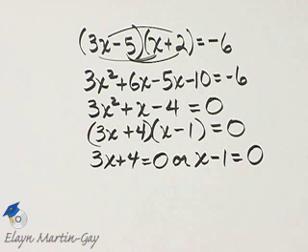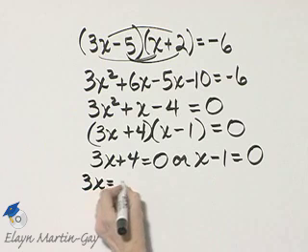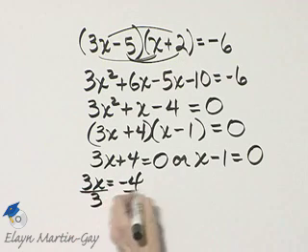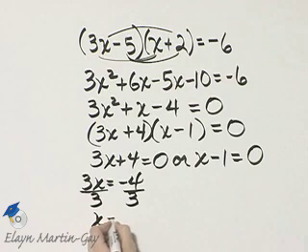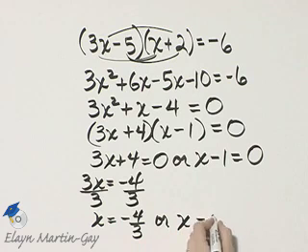There, I set each factor equal to 0. How do we solve this? I'll subtract 4 from both sides, and I'll have 3x is negative 4, divide both sides by 3, and x is negative 4 thirds. Or here, add 1 to both sides, and I'll have x is 1. So I've got two solutions. Negative 4 thirds is a solution, and 1 is a solution.